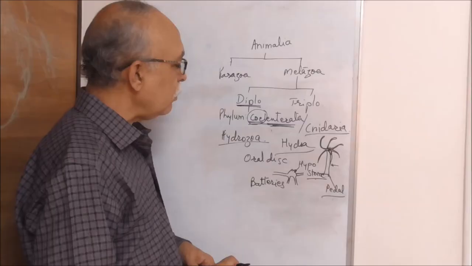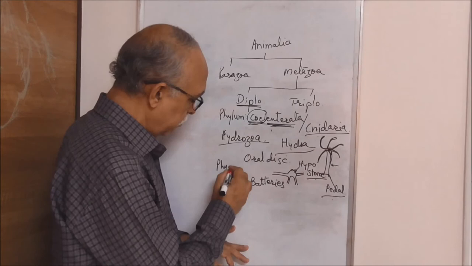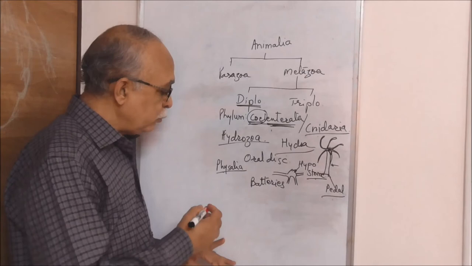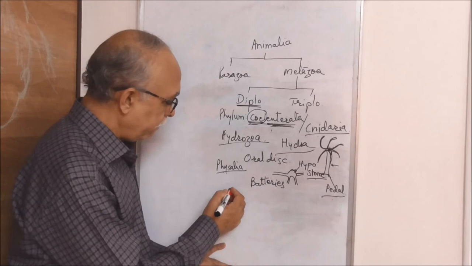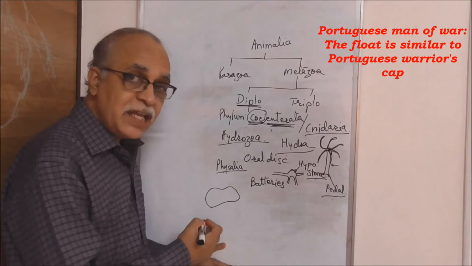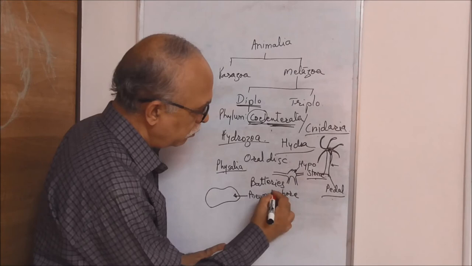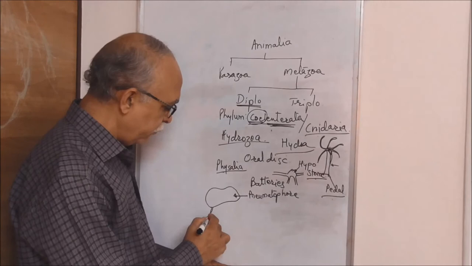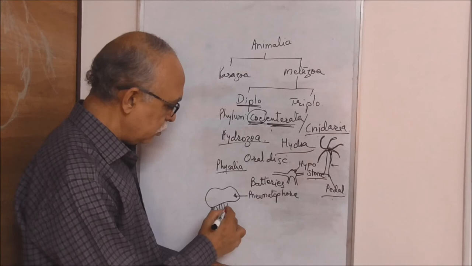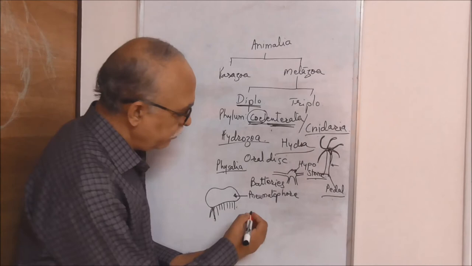Another example could be Physalia. It's also called Portuguese man of war. Now, why is that so? This is a gas-filled balloon-like structure called a float or a pneumatophore, which floats on the water surface, and different types of organisms stay attached on this side. Some of these are reproductive in function. They are called gonozoids.